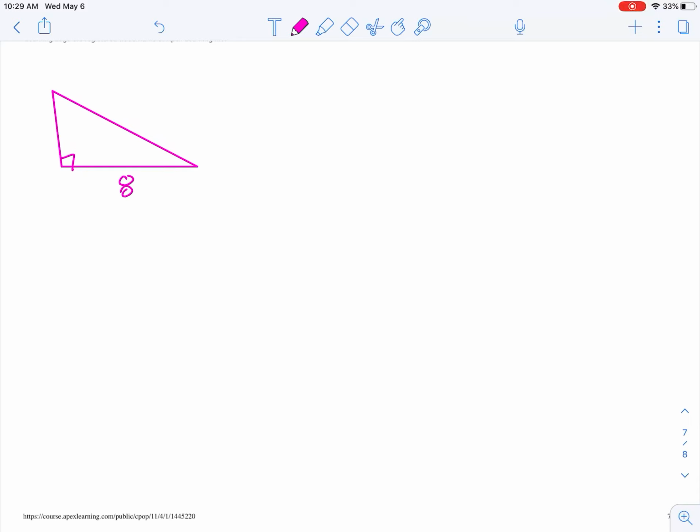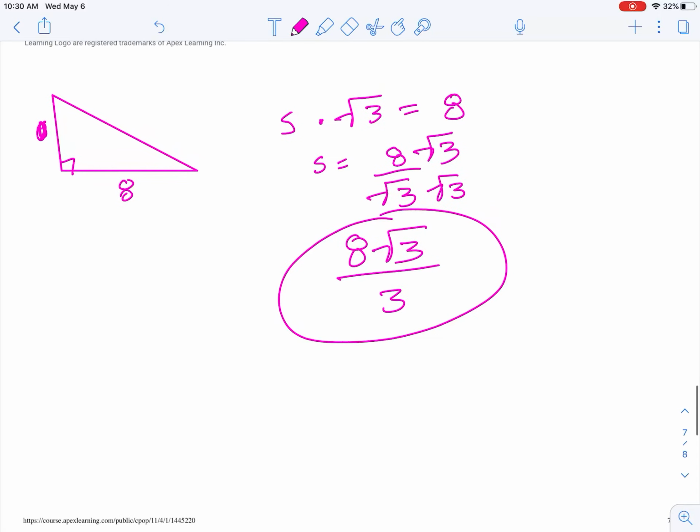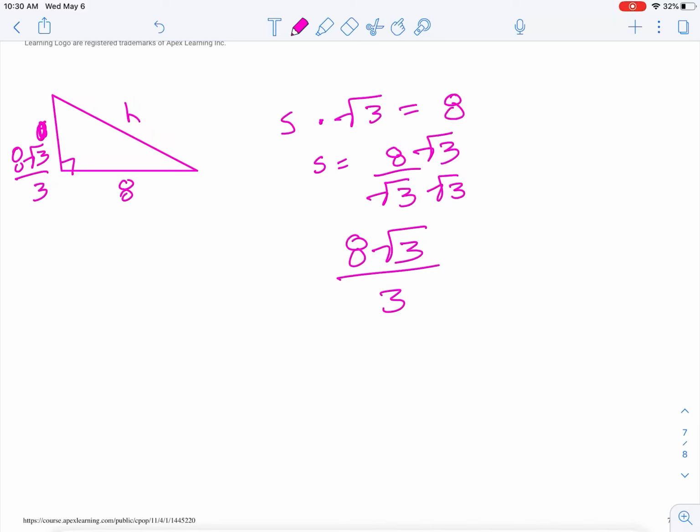This. Okay, so I start thinking, okay, well, how do I get the long leg? The long leg is the short leg times the square root of 3 equals the long leg. And then I divide both sides by the square root of 3. And then remember, I have to multiply that out. You might try that on your own, because you can't have that as a denominator. And that would be the short leg. Okay, so that would be that. Now to get the hypotenuse, I'd have to double that. So maybe I'll write that in over here. This is 8 times the square root of 3 over 3. Double it.